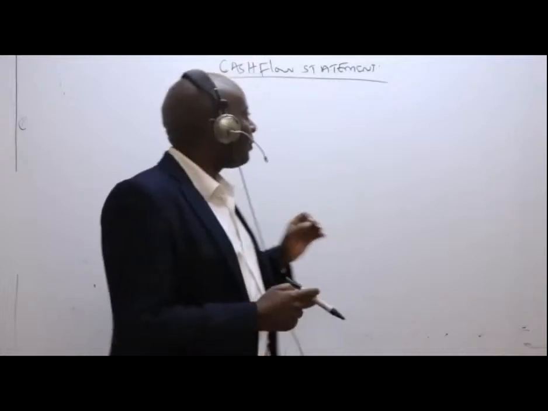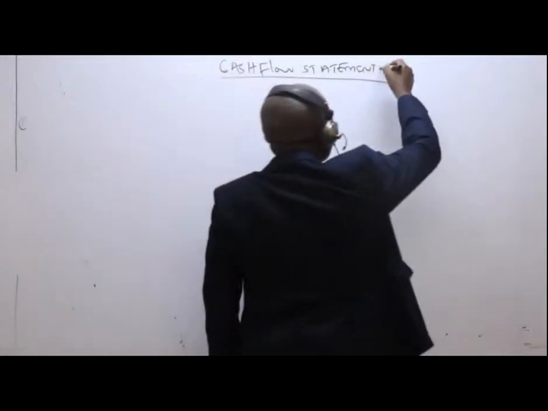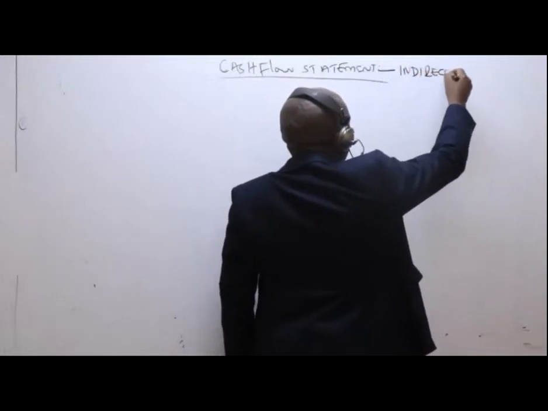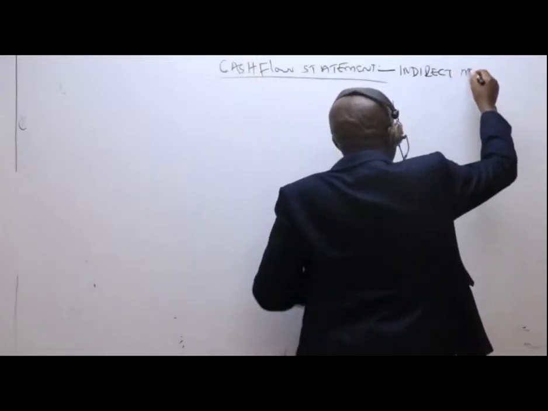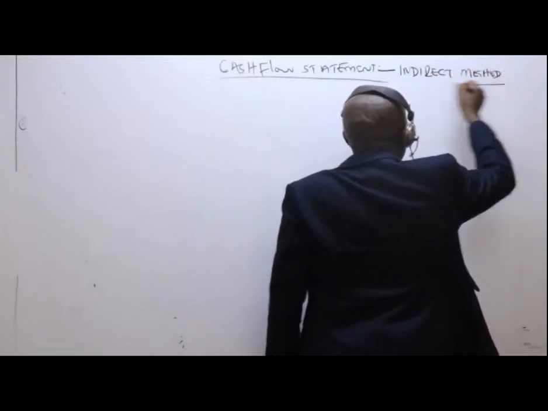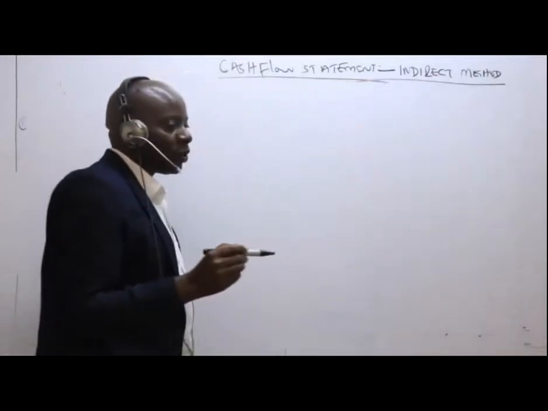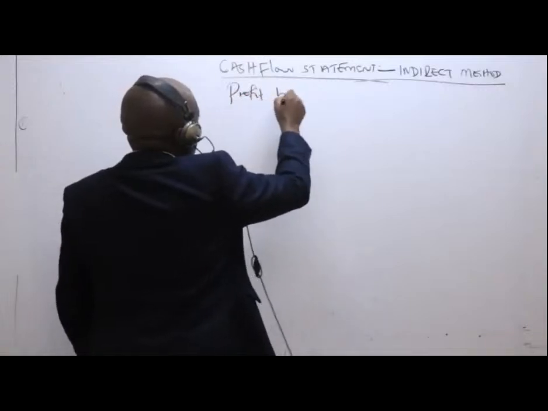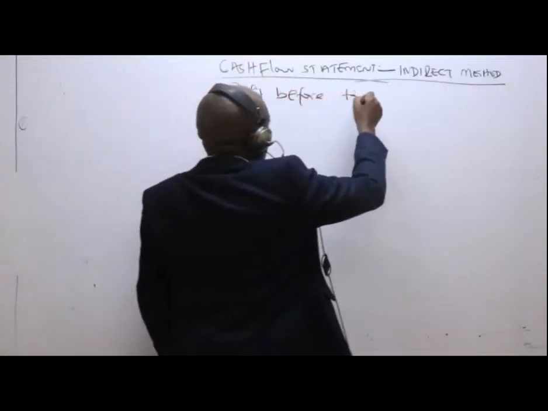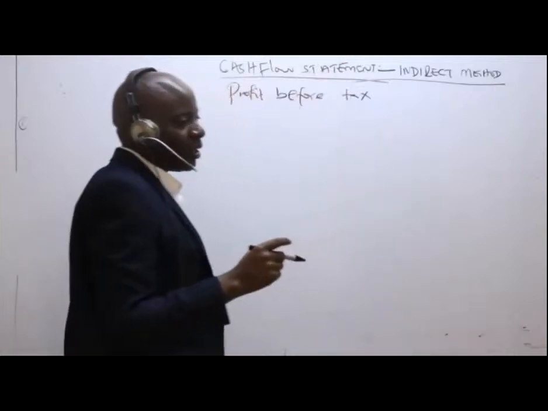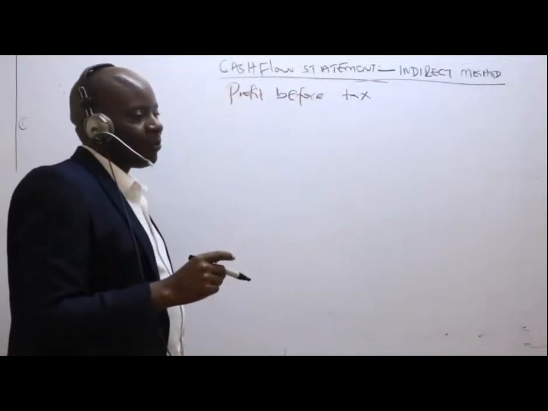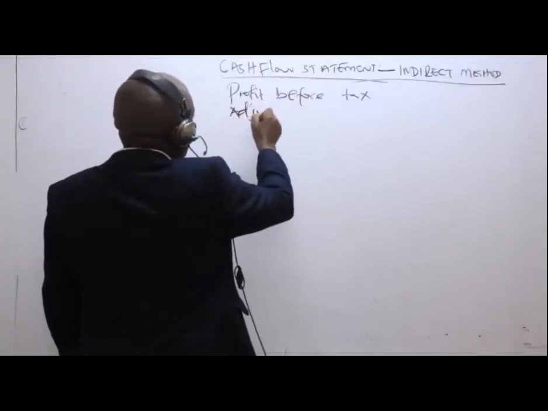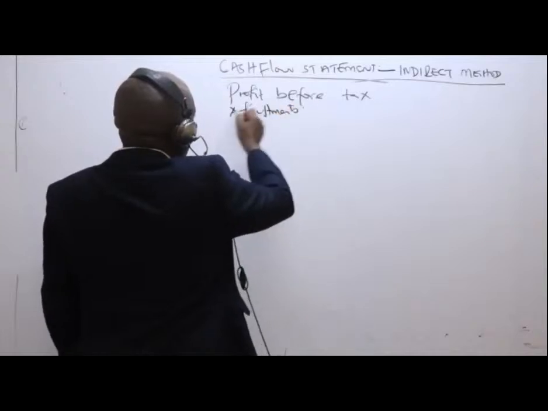And if it's the indirect method that you want to use, then this is how you shall start your statement. In the indirect method, we always start with the profit before tax. Profit before tax, always. You start with profit before tax, and then you shall come here and do some adjustments.